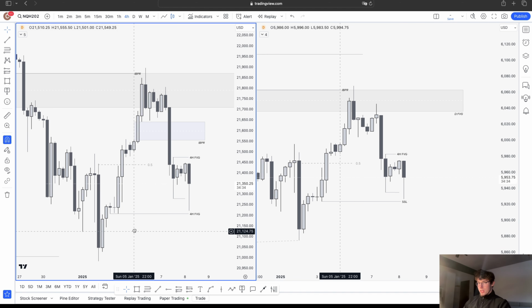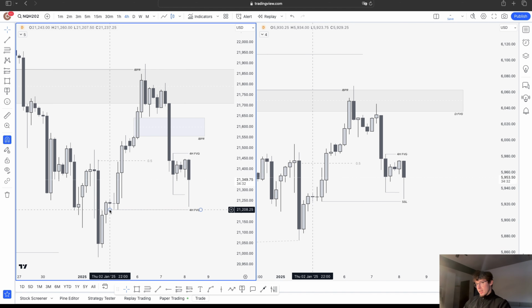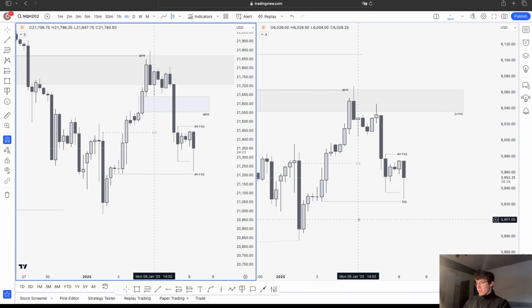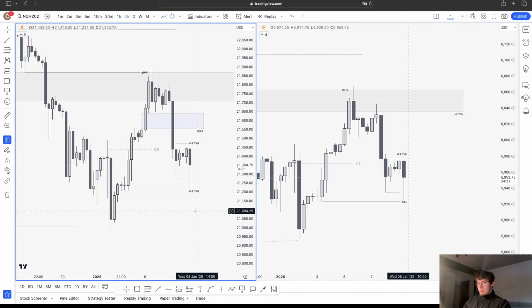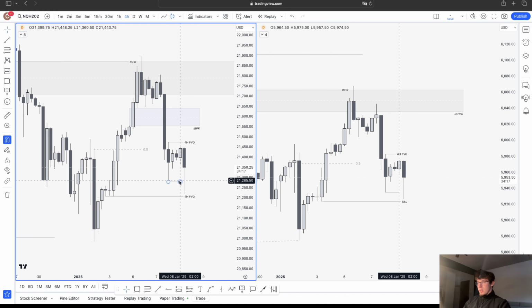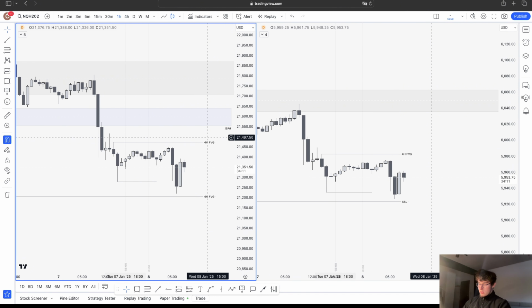Also, we have this 4 hour FVG down here. We still have this sell liquidity, this swing low here. Price hasn't taken it yet. On 4 hour I don't see anything special. I would be looking for some comeback into the internal of the range. 1 hour.